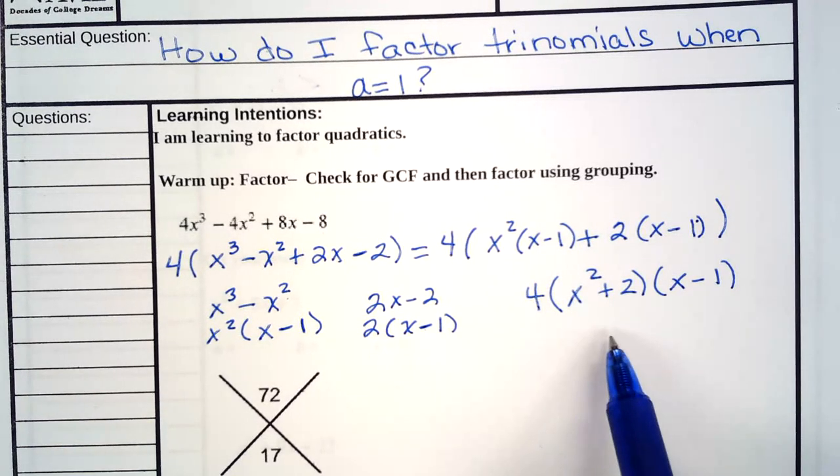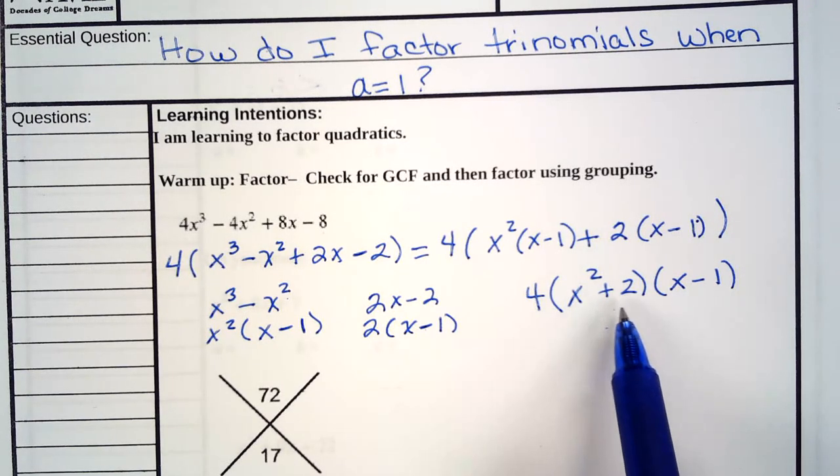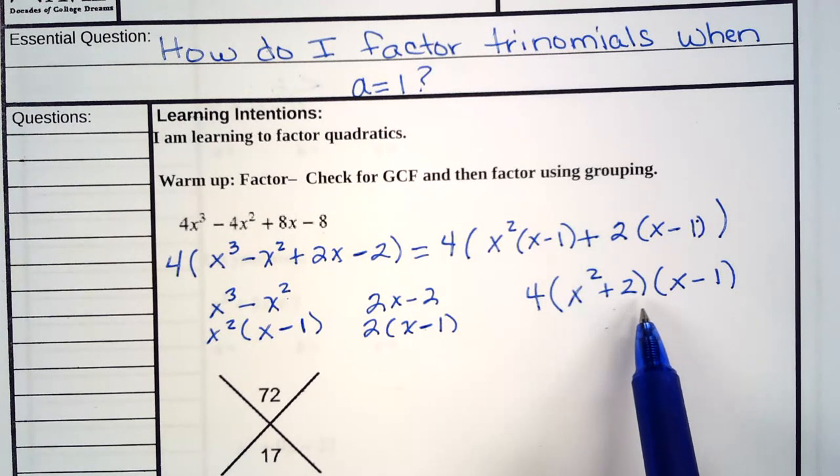Remember how we talked about the difference of squares? Well, this isn't the difference of squares. In fact, x squared plus 2 is prime, and you can't even find an answer for it because when you set it equal to 0, you're trying to take the square root of a negative number. And that will get us into something that we'll look at later on.